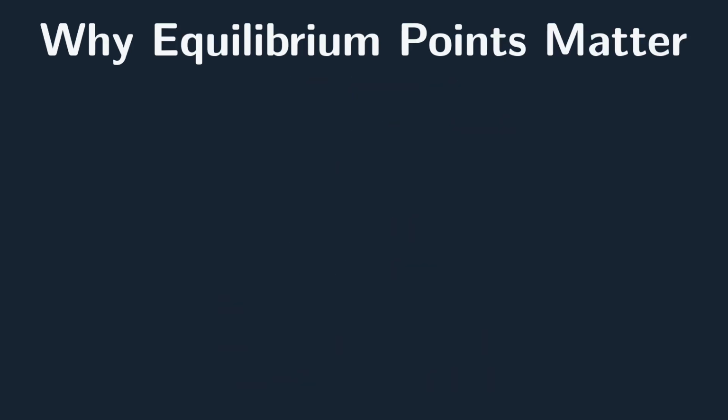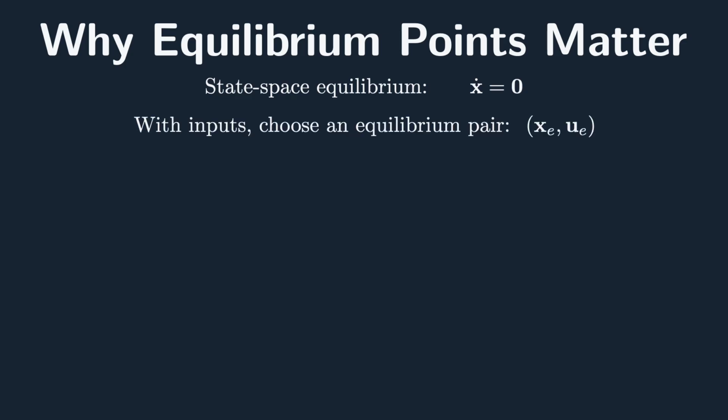To finish, let's summarize why equilibrium points matter in state space models. The equilibrium idea itself has not changed. We are looking for a condition where the state can remain constant. In state space form, that means the full state derivative vector is 0. With inputs, we choose an equilibrium pair, xe and ue. This pair gives us the reference condition for the system.